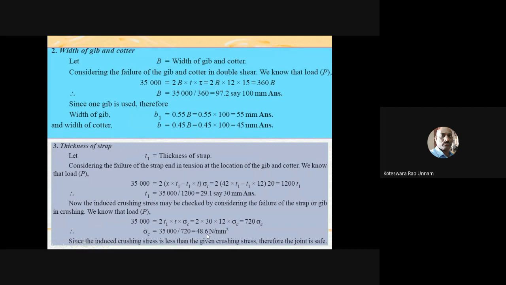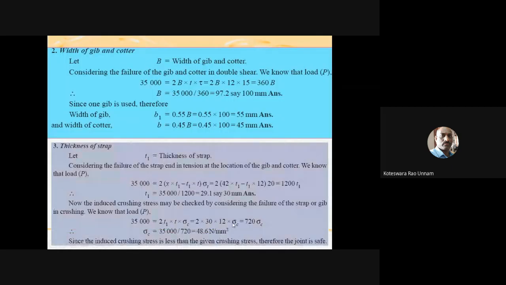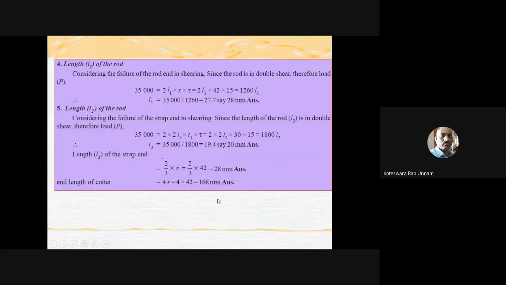If you substitute 30 and 12, you'll get sigma C as 48.6, which is less than the allowable bending stress. Allowable bending stress is given as 50 MPa. Therefore, the induced stress is less than the allowable stress, so we can say that the design is safe.